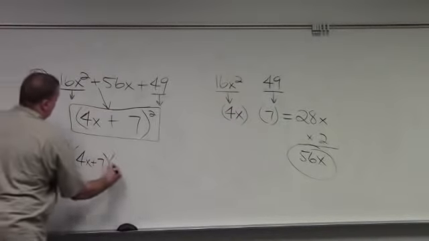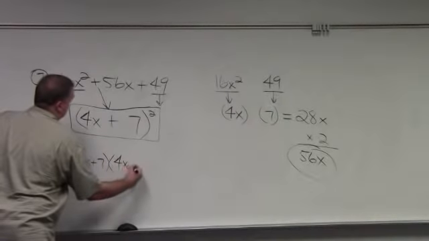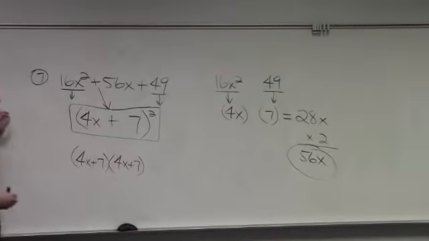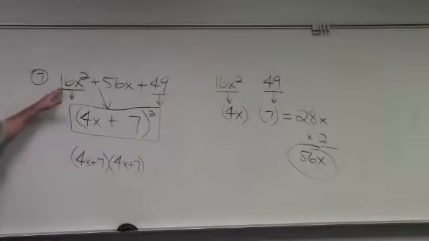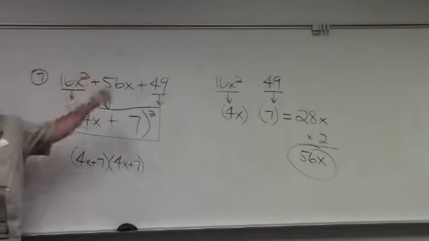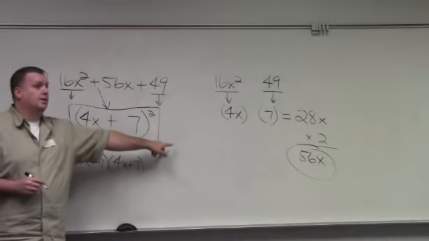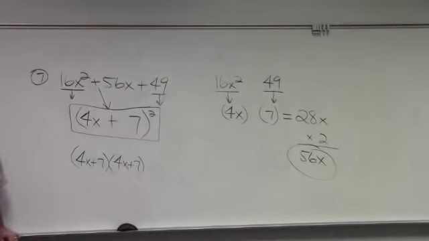Because 4x plus 7 squared really means this, correct? Yes. And if I FOIL this out, I am going to end up with this. But if it's a perfect square trinomial, you can use this shortcut. You just have to show that it's going to check. You have to make sure that it is that way, because we're going to come across one down here that won't. I'll show you how to do that one.